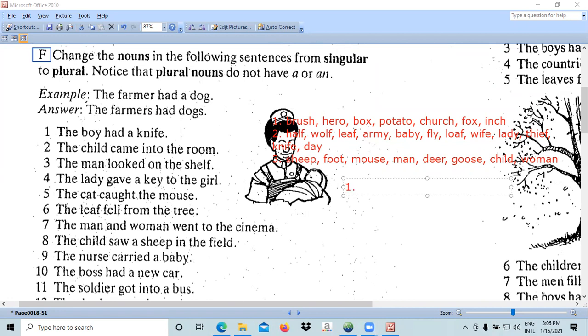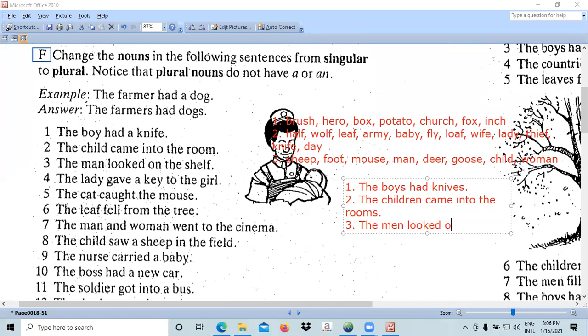Look at the first one. The boy had a knife. The boy changed to plural: the boys. Had does not change. A knife, the A is dropped. Plural of knife: knives. Number two, the child, the children came into the room, the rooms. Third one, the man, the men looked on the shelf.